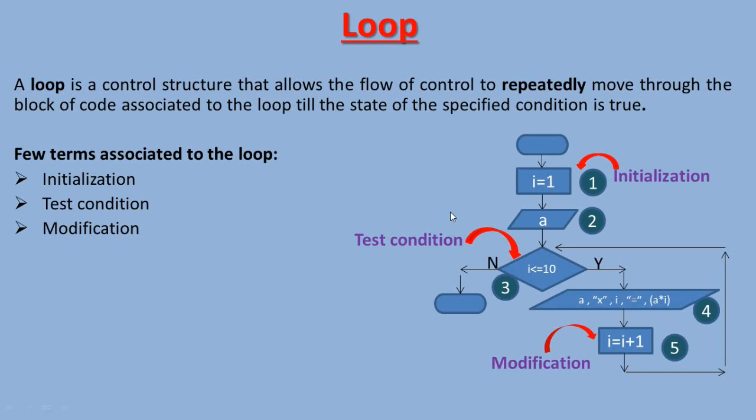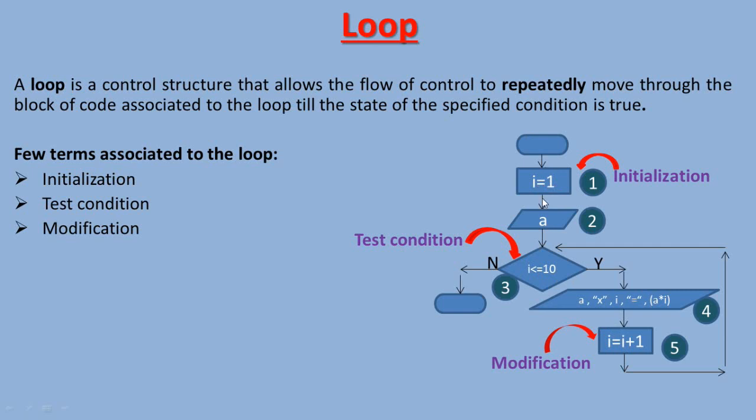Now in this flowchart, as you can see, let us study the flowchart first. Here the value of I is set to 1, and here we are taking the input of A. What we are going to do with it, let us not discuss now. Let us just discuss the structure of the loop. Now we are going to pinpoint three specific steps. The first is the initialization, second is the test condition, and third one is the modification.